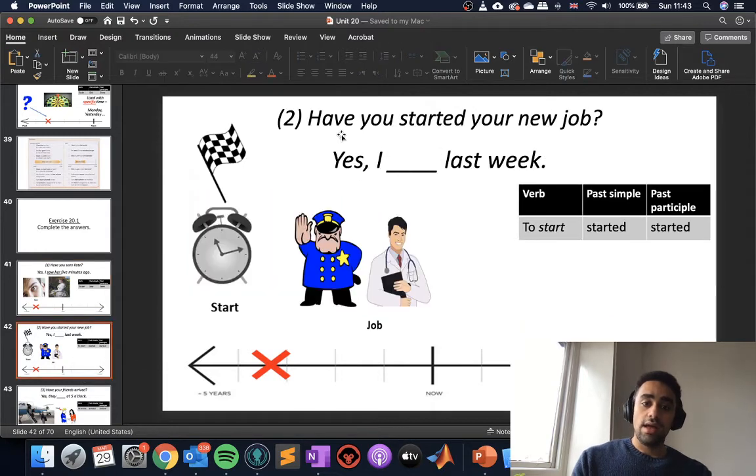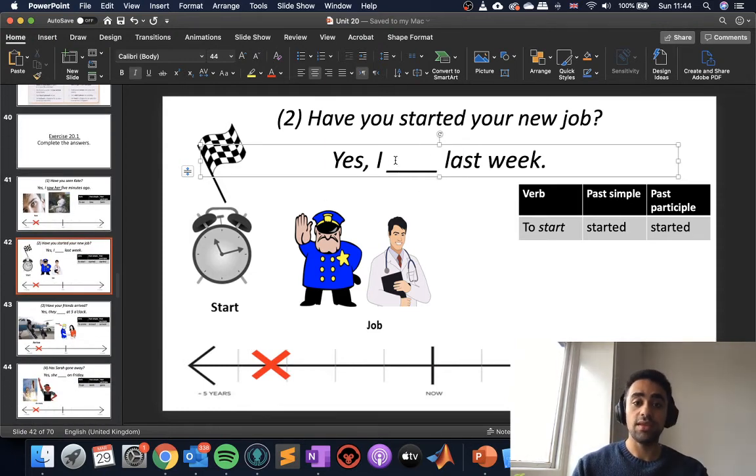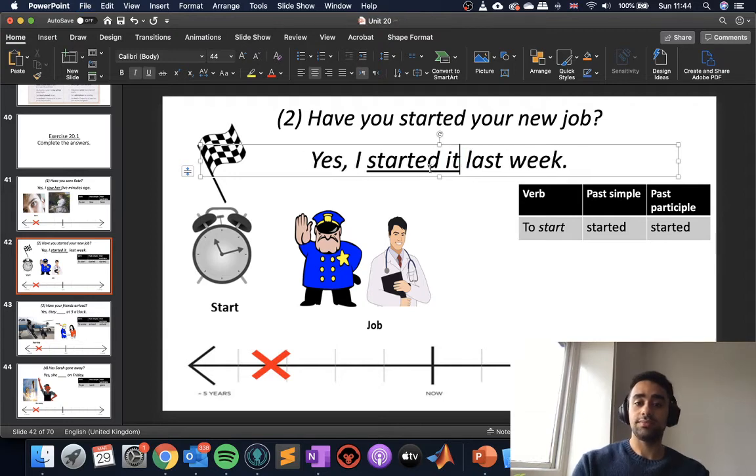All right. Have you started your new job? In general, I don't know. I heard you're talking about a new job. Have you started it? I don't know when. Yes, last week. We talked about it earlier today, that last is a keyword for past simple. So it's specific. It's last week. So I started it last week.